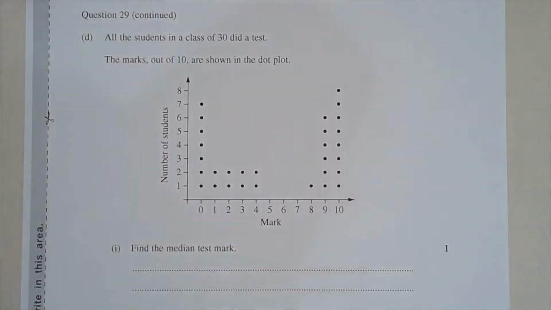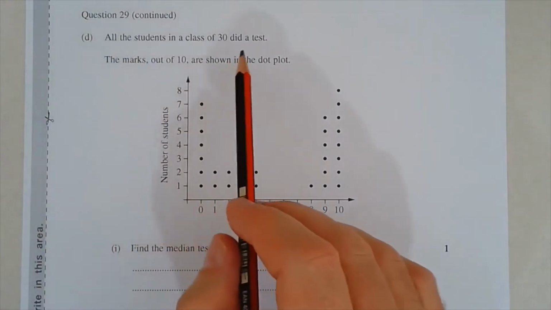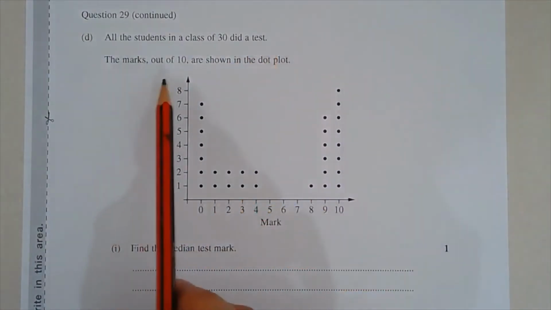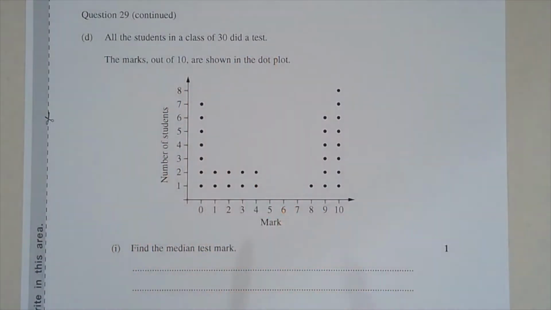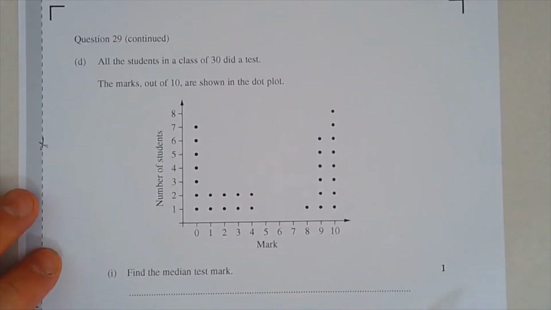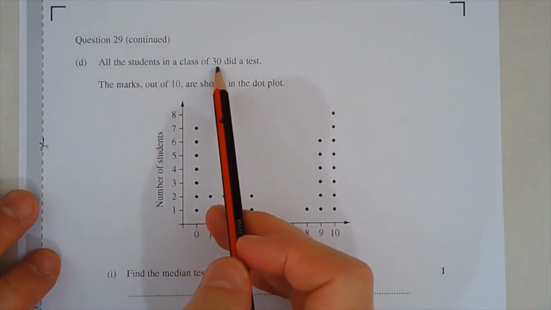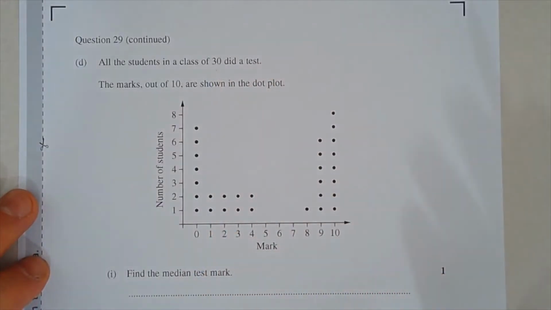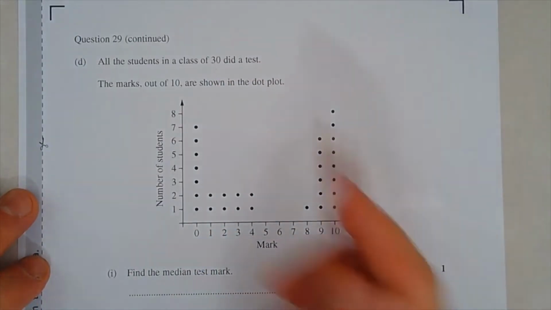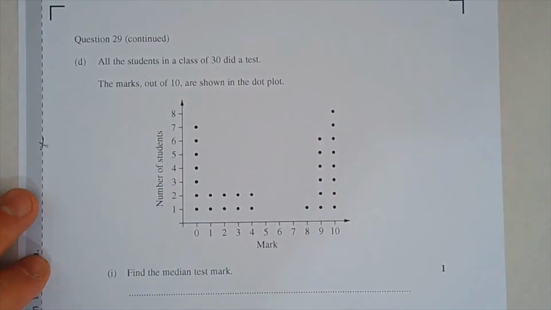Question 29D. All the students in a class of 30 did a test. The marks out of 10 are shown in the dot plot. So part 1, find the median test mark. The median test mark is just the middle score. We know that 30 students did a test, so we need the mean of the 15th and 16th scores. Just remember, with median, if there's an even number, you need the mean of the two middle scores.